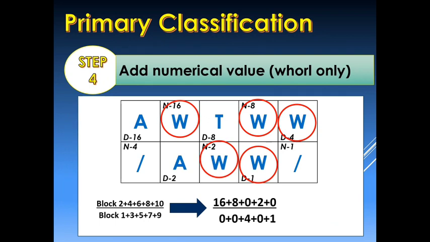Okay, so as we have stated earlier, we are now going to add the numerical values in our numerator and our denominator. So 16 plus 8 plus 2 is equal to 26. And we have our denominator, which is 4 plus 1 is equal to 5. So this is actually our initial primary classification.